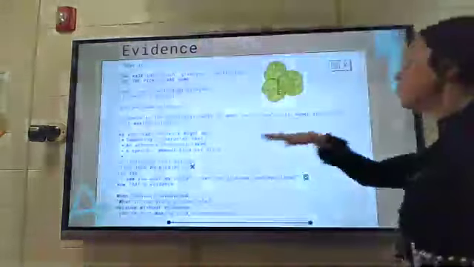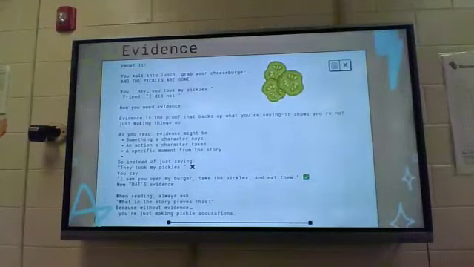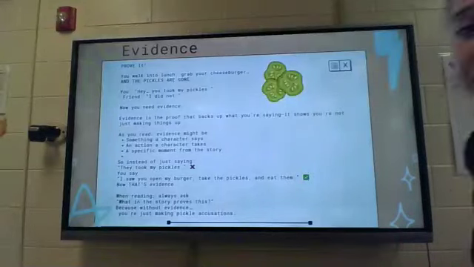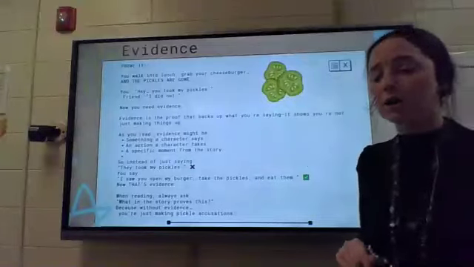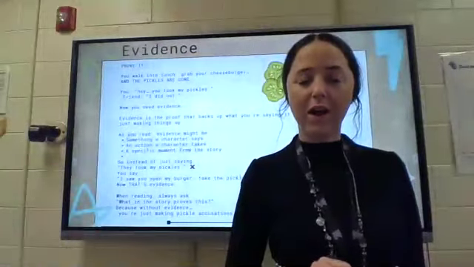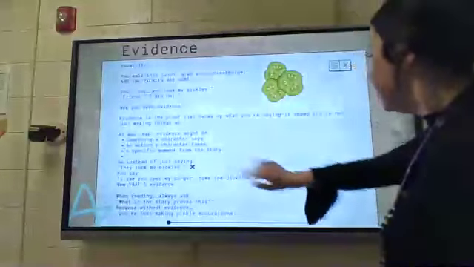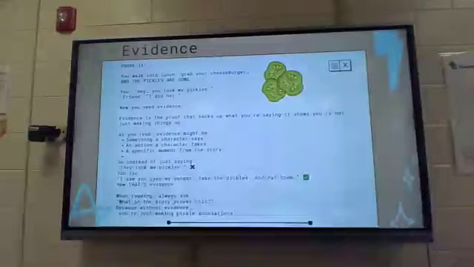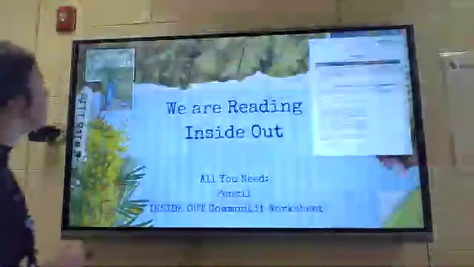Okay? As you read, evidence might be something a character says, an action a character takes, a specific moment from the story. So instead of just saying, you took my pickles, you say, I saw you open my burger. I saw you take the pickles, and I saw you eat them. Okay? That is more evidence-based, okay? That's evidence. So when reading, always ask what in the story proves this, because without evidence, you're just making pickle accusations, okay?